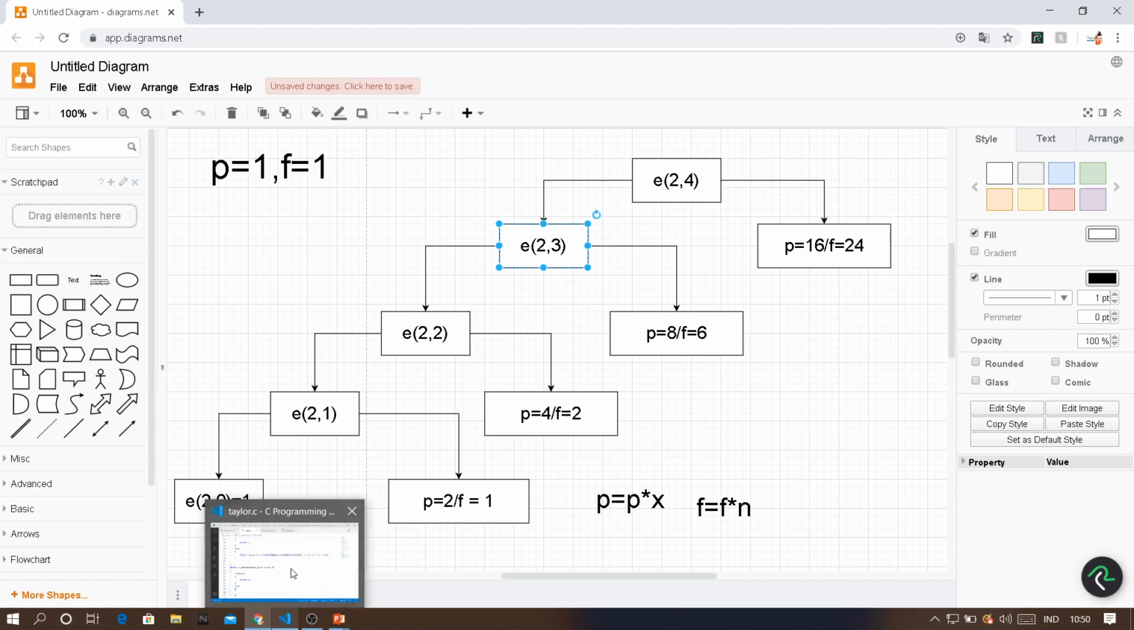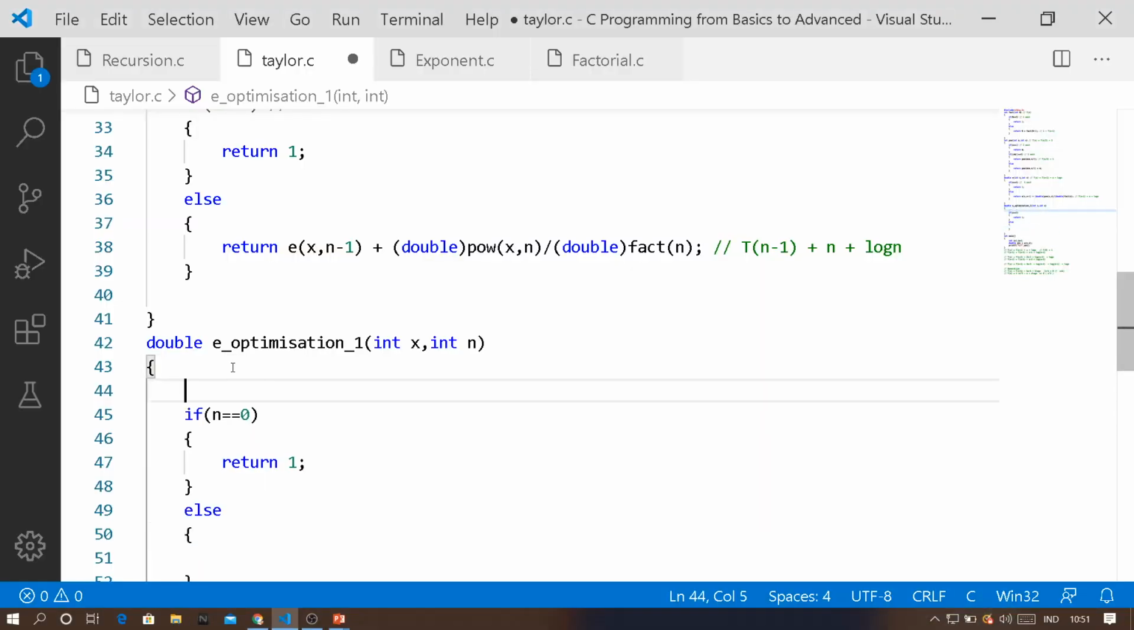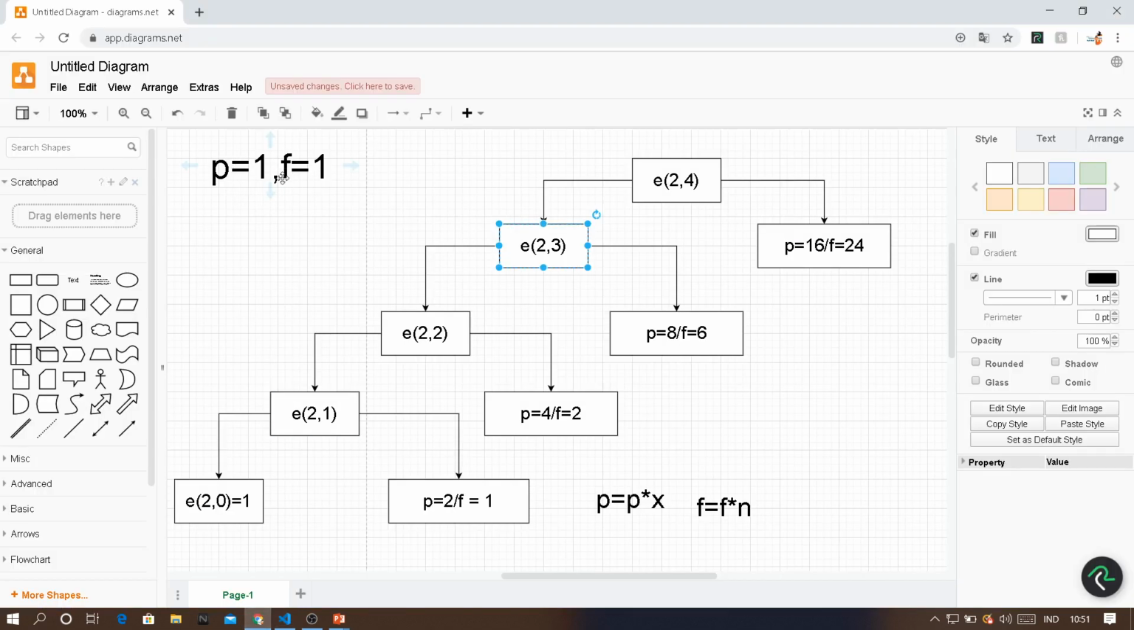Okay, so what I'm going to do is, first of all, we need two static variables called p and f. Let me introduce two static variables. So static int p = 1 and f = 1. So initially we are starting our p value and f value with 1, as we planned.